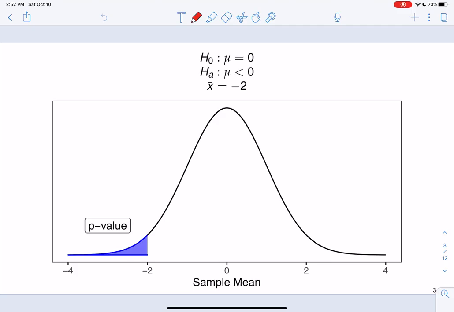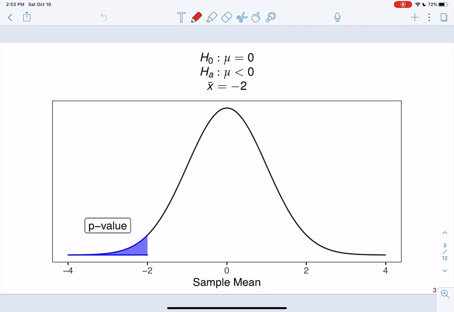As a quick reminder, imagine that we have a null hypothesis that our mean is equal to zero in the population, versus the alternative that the mean is not equal to zero. Then we have a sample mean, which we've calculated from our sample. This is all hypothetical, and our sample mean equals negative two. In order to calculate a p-value, we need to first generate a randomization distribution, which approximates our sampling distribution when the null hypothesis is true.